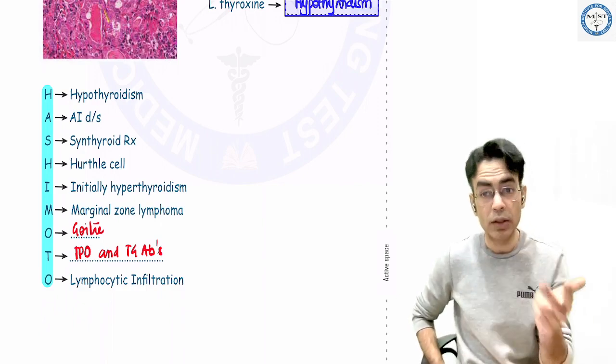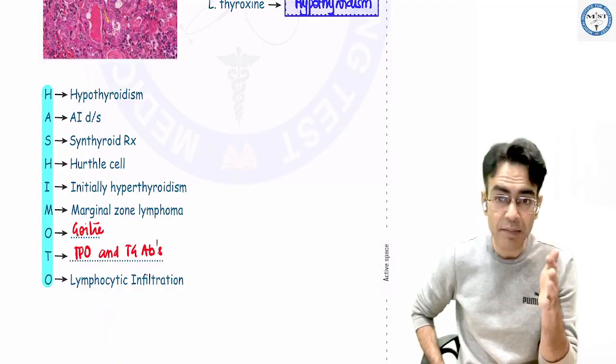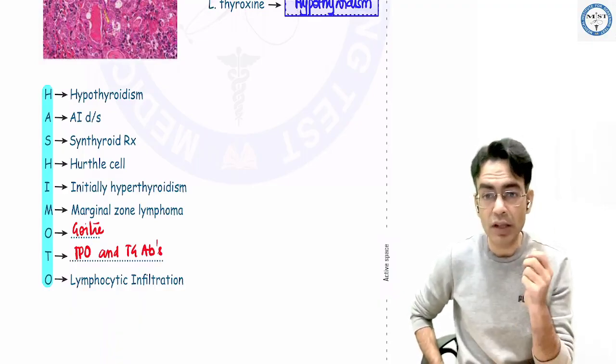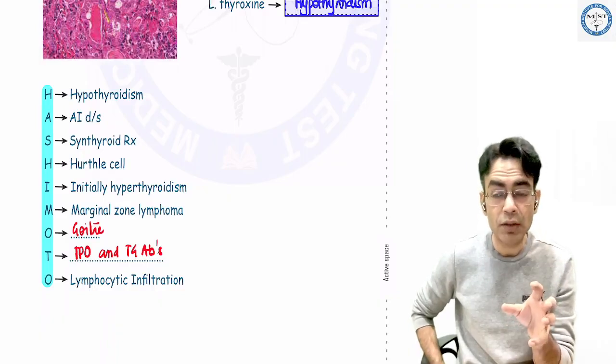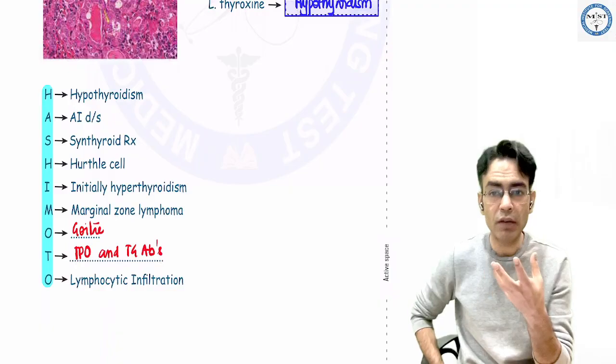That means you have to give for both hypo and hyper. Hürthle cell is seen. Initially it is hyperthyroidism because the stored T3 and T4 is coming out. It is associated with marginal zone lymphoma. It will give you goiter. Okay? Cystic goiter will be there.